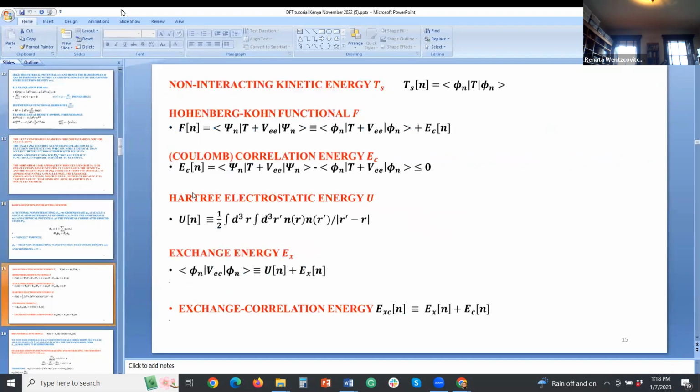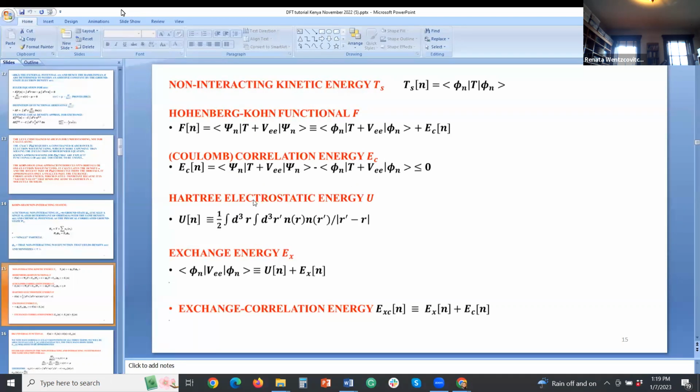Now, the nice thing about this exact Kohn-Sham theory is that it allows us to write down exact expressions for every term in the ground state energy as functionals of the electron density. And that starts to be done on this slide. For instance, the non-interacting kinetic energy Ts of n is simply the expectation value of the kinetic energy operator using the non-interacting wave function, or single Slater determinant, that yields the density n.